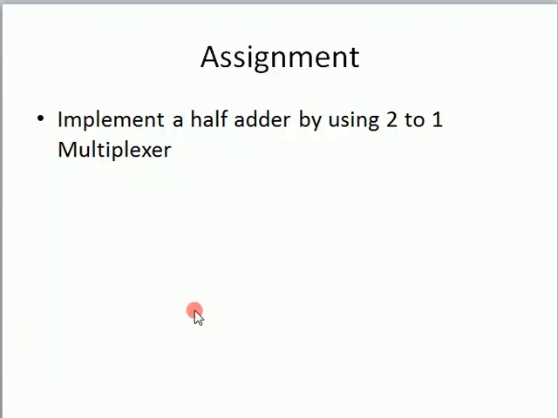Next is an assignment for you, in which you have to implement a half adder by using a 2 to 1 multiplexer, and this assignment will be submitted in the first question answer session. So you will have to submit it in that.